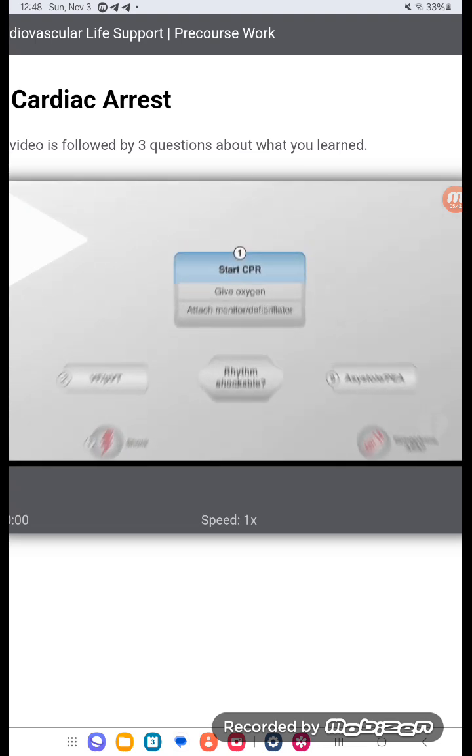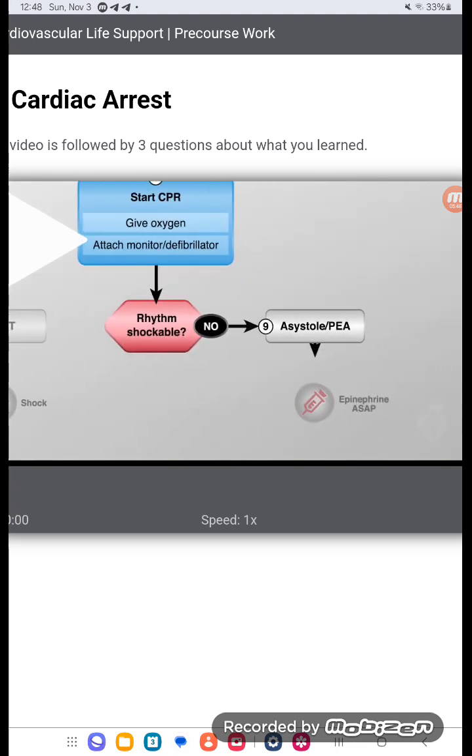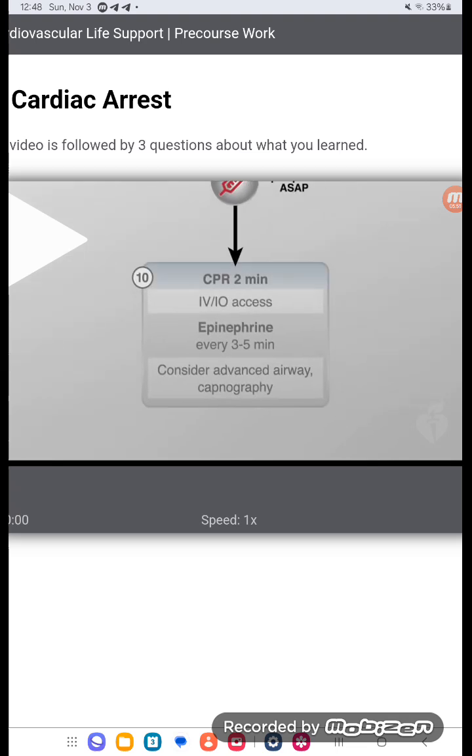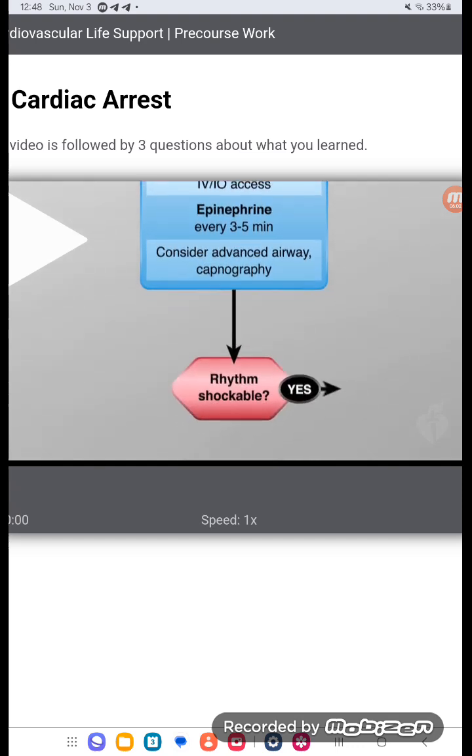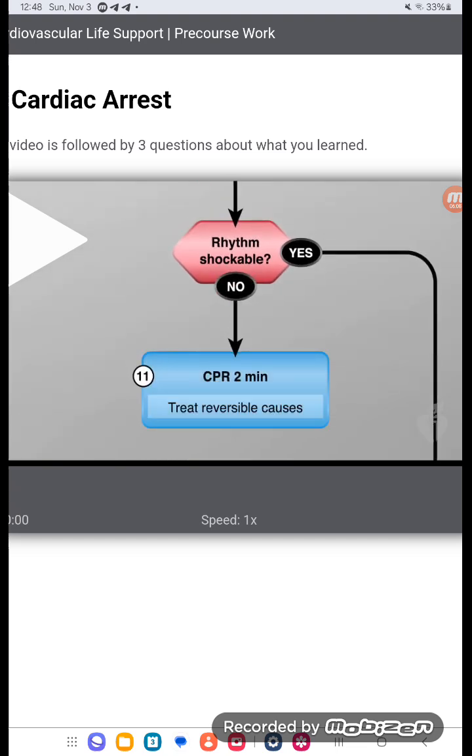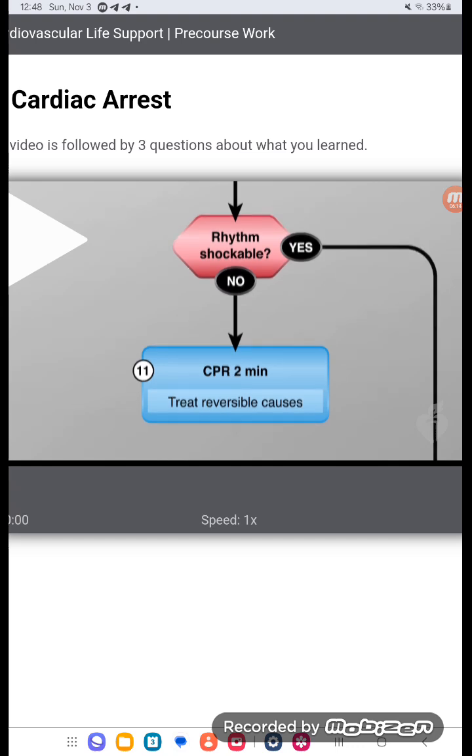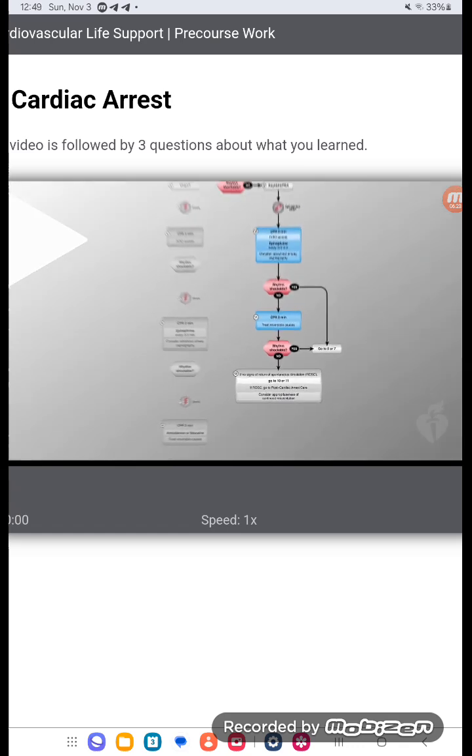The asystole PEA pathway is the option when the patient has a non-shockable rhythm after initial CPR. Give 1 milligram of epinephrine without interrupting CPR, repeated every 3 to 5 minutes, or every 4 minutes as a mid-range, which corresponds to every other rhythm check. If the rhythm after step 10 is shockable, go to step 5 or 7. If the rhythm is non-shockable, continue CPR for 2 more minutes and attempt to treat reversible causes if these have been determined. If there are no signs of ROSC, repeat steps 10 and 11. If ROSC is established, move on to post-cardiac arrest care algorithm.